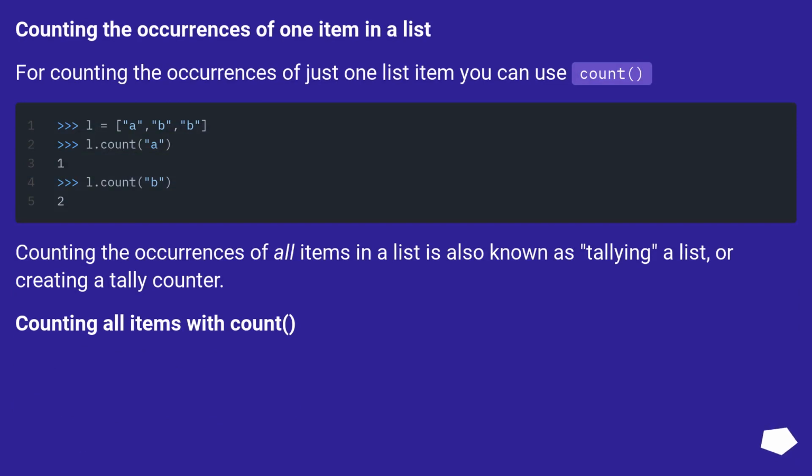Counting the occurrences of one item in a list. For counting the occurrences of just one list item you can use count.